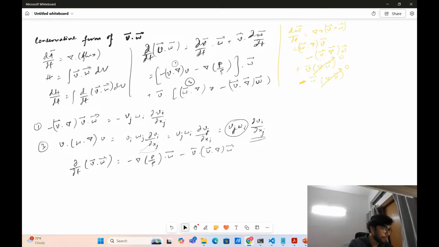Now for the first term, I mean the first term in this equation, if we consider this term, we can take the omega inside, we can write it like this. Why? Because del dot omega is zero, because omega is a curl. So divergence of a curl is zero.